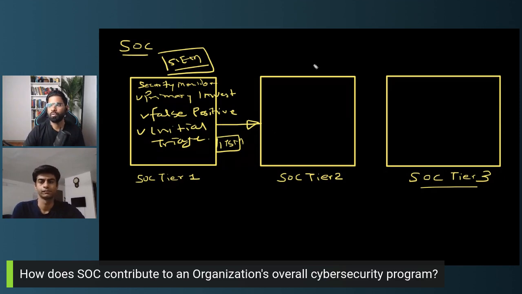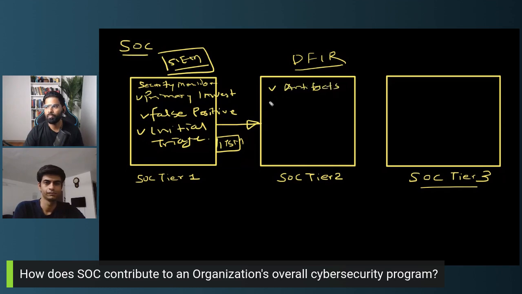SOC tier two is the one I told you who is responsible for the advanced investigation. They are also called the DFIR team, Digital Forensics and Incident Response team. They take care of getting the artifacts first, looking at the artifacts, performing Windows digital forensics. They also perform malware analysis as well. And then their job is to make sure they remediate the network. They actually isolate the malware, or maybe mitigate the attack in the network.